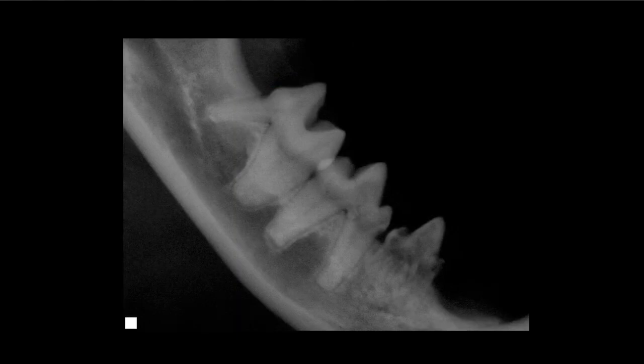So obvious on the third premolar, we've got replacement resorption with bone. There's no root structure there that's visible. It's all bone replacing the tooth root. The crown's affected. The margin is where all that inflammation is, where the crown has been dissolved and the gum is growing into that.